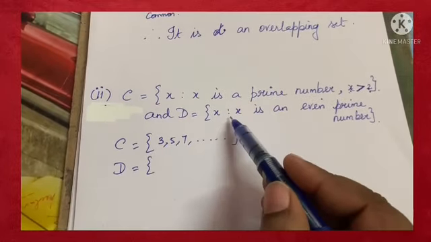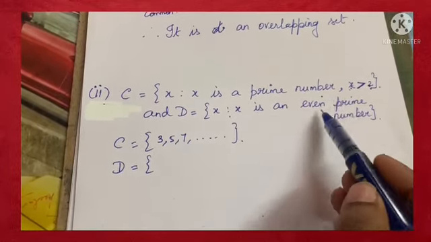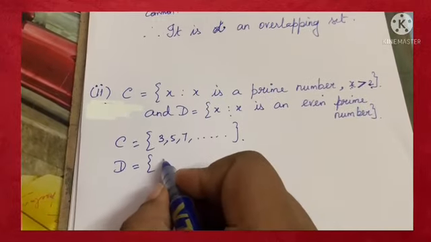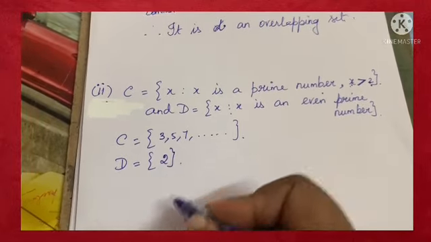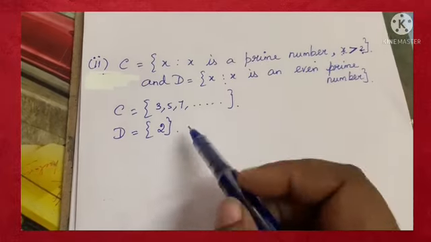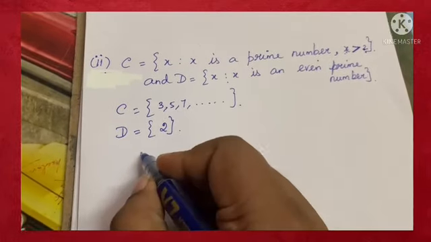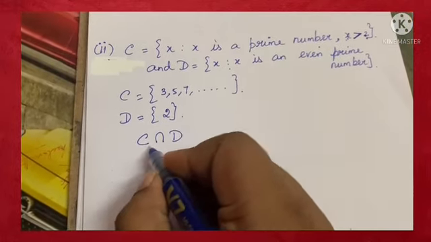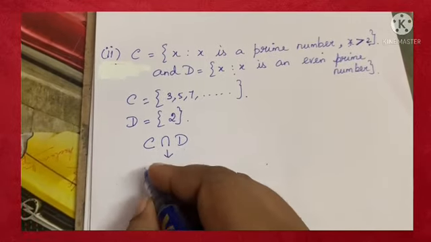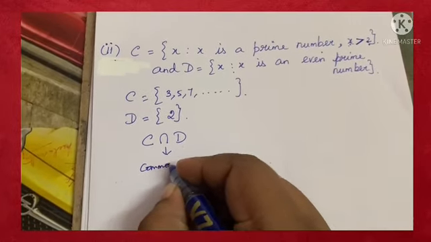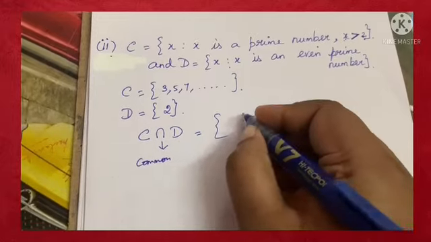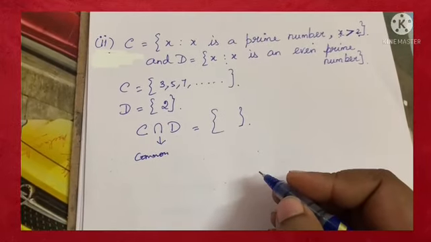D. X such that X is an even prime number. What is the only even prime number we have? 2. So is there any common between them? So C intersection D, that is common. What is common between C and D here? Nothing. It is an empty set.